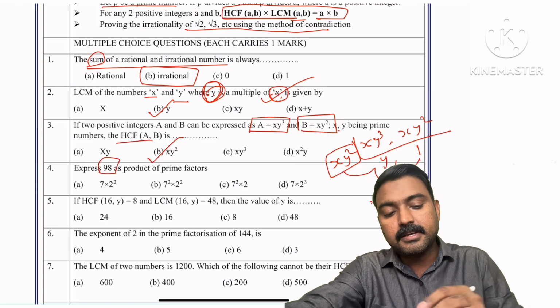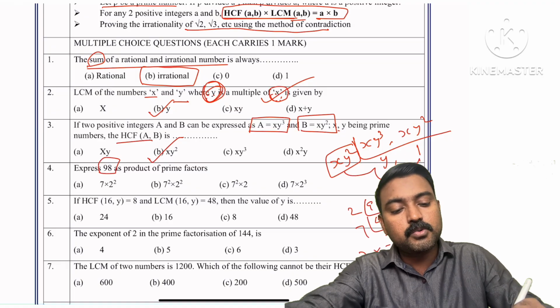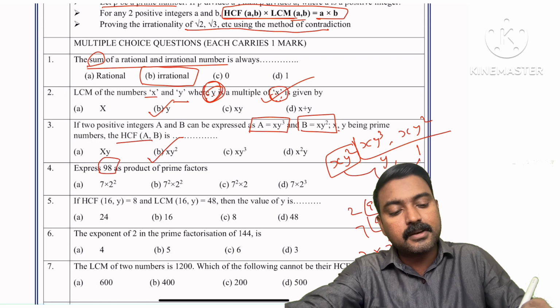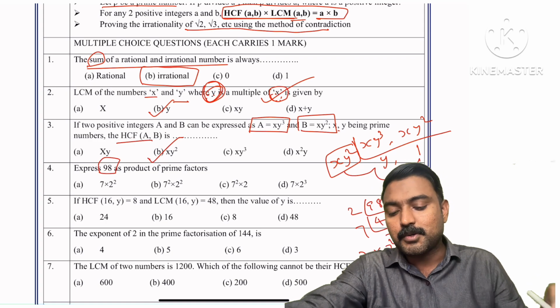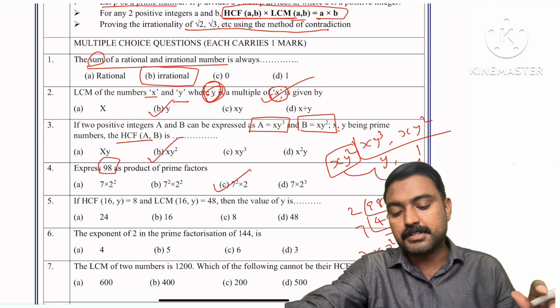Similarly, 98, we can go for factorization. We know that 2 into 49 is there, 7 into 7 is 49. So 2 into 7 square, or we can write 7 square into 2. So here also the question is based on prime factorization.